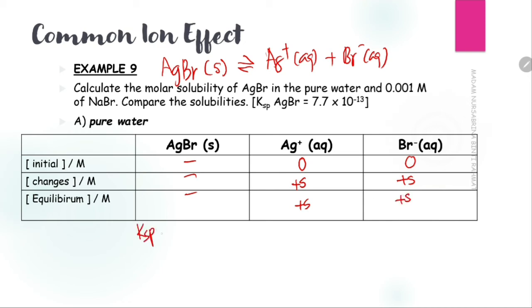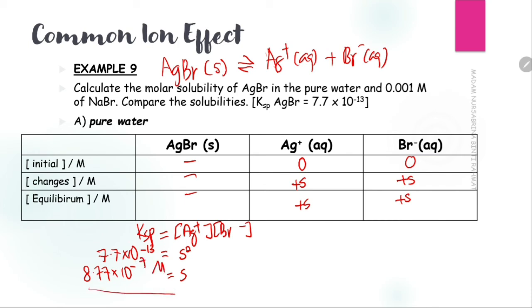So my KSP equals Ag plus times Br negative. Changing it in terms of S, I have S squared, and my KSP is 7.7 times 10 to the power of negative 13. So if I calculate my molar solubility by the square root of the KSP, I will get my molar solubility to be 8.77 times 10 to the power of negative 7 molar. So this is the molar solubility of the silver bromide in pure water.